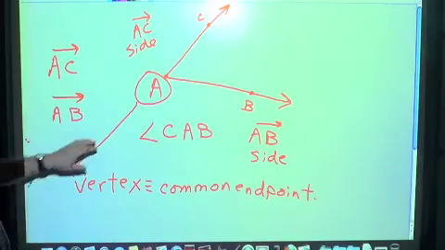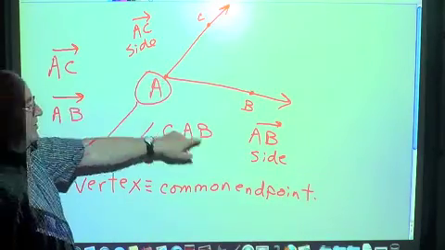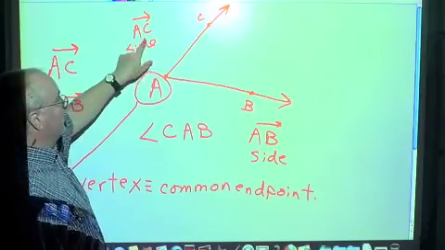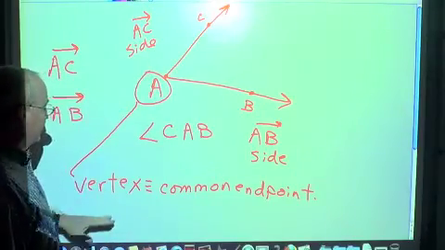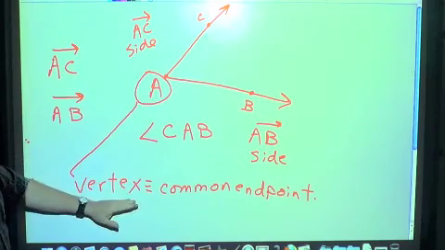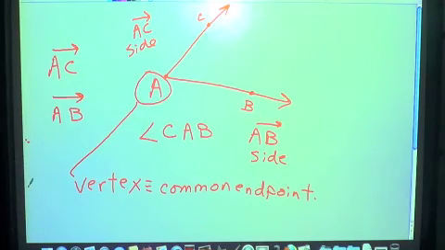Okay? So when two rays come together with a common endpoint, one of the rays forms the side of the angle, the other ray forms the side of the angle. The endpoint that's common is called the vertex. Okay?